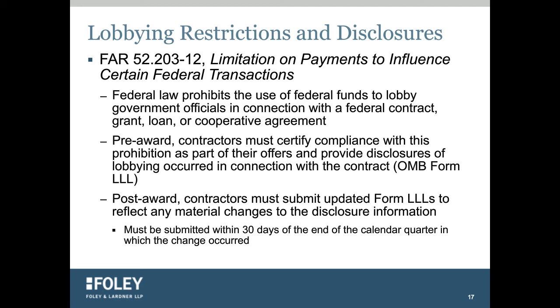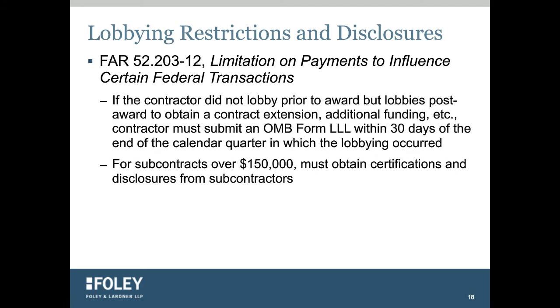If you didn't lobby before award, but you hire a lobbyist post-award, for example, to obtain a contract extension, you also have to file a disclosure form, and that has its own timeliness requirement. Also, as a subcontractor, you are required to flow down these requirements to your lower-tier subcontractors, and then a copy of disclosure forms should be forwarded from tier to tier up to the prime contractor, and then it's the prime contractor's responsibility to submit all the disclosure forms to the contracting officer.